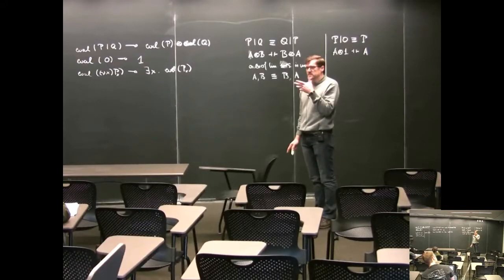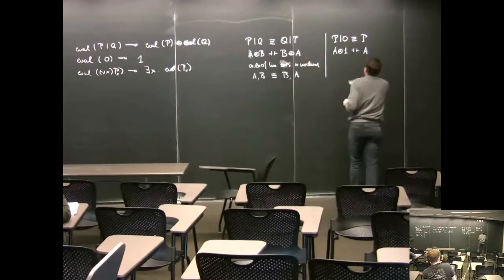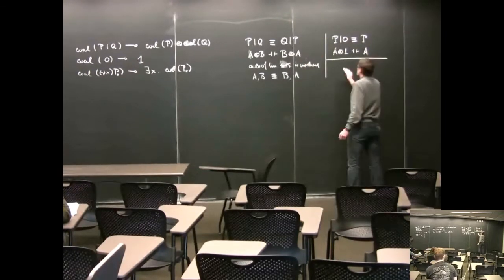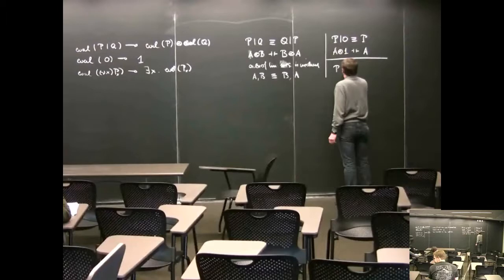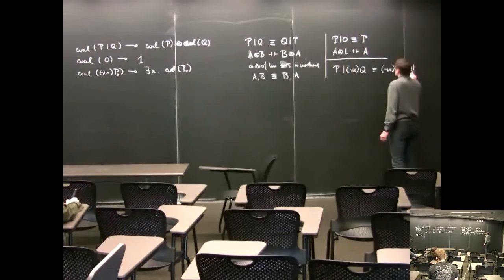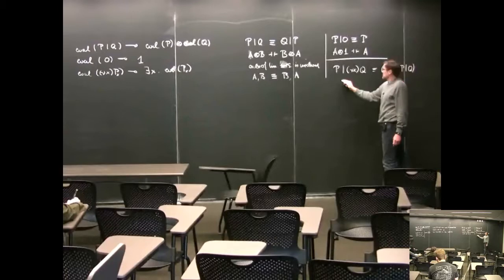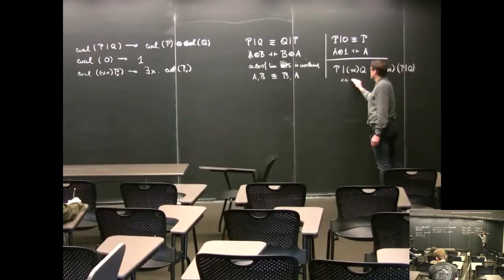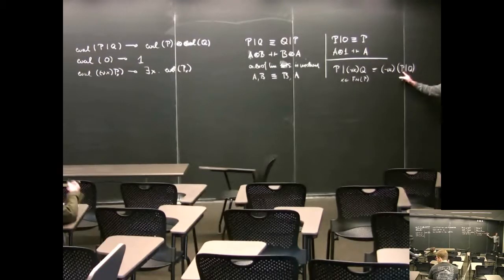So remember we have this law of scope extrusion. Let's write that over here. We have P in parallel with nu x q, and this is equivalent to nu of x, P in parallel with q, under some assumption about P, which is that x is not in the free names of P. So we can widen the scope, and that's okay as long as P doesn't depend on x.